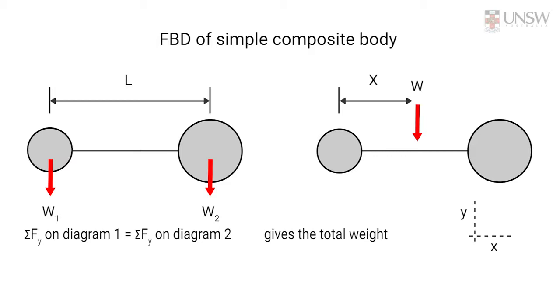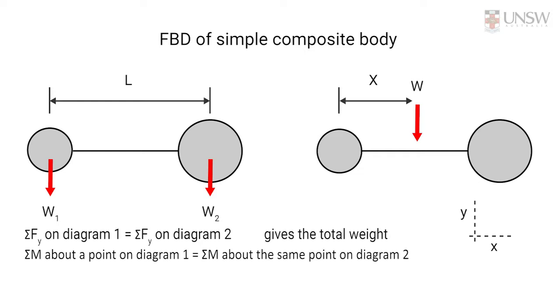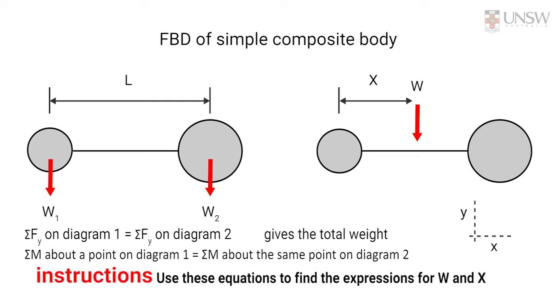Firstly, sum of the forces in the y direction on diagram 1 equals sum of the forces in the y direction on diagram 2. This gives us the total weight. Next, we can use the fact that sum of the moments about a point on diagram 1 must equal sum of the moments about the same point on diagram 2. This locates the centre of gravity along the bar. Pause the video and use these equations to find the expressions for W, the total weight, and X, its position along the bar. You could take moments anywhere, so long as the point is the same on both diagrams.